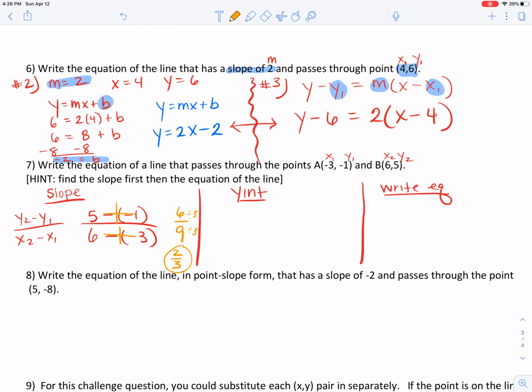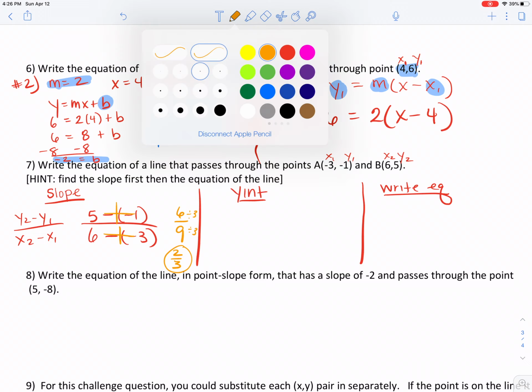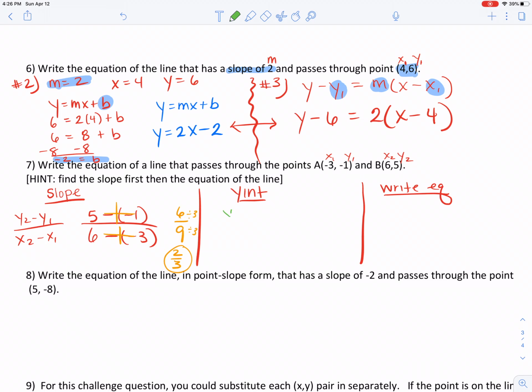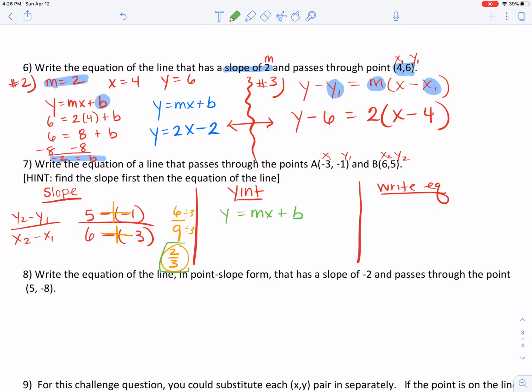So now, when I do the next part, I need to solve for b like I had done above here. Okay, the red work in that method too. So if I have y equals mx plus b, I have to plug the 2/3 in for the m. We found that this is the m. And we need one pair of coordinates, x and y, to plug in for x and y to solve for b. Now, we have 2 points to choose from.